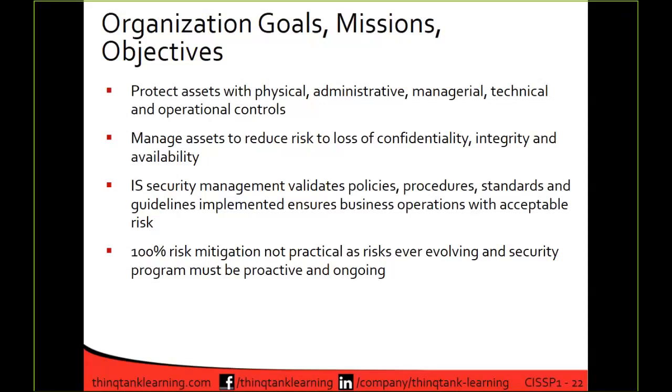Information security management validates those policies. It validates the procedures, the standards, the guidelines. Really, that's a very important concept to understand. You can implement everything, but unless you're validating your posture and you're validating your procedures and your policies, it's kind of pointless, right? 100% risk mitigation is not practical, right? So risks are constantly changing, your posture constantly changes. So we always talk about risk mitigation from the concept or perspective of reducing your exposure, period. You can't get rid of your exposure, but you can reduce your exposure.